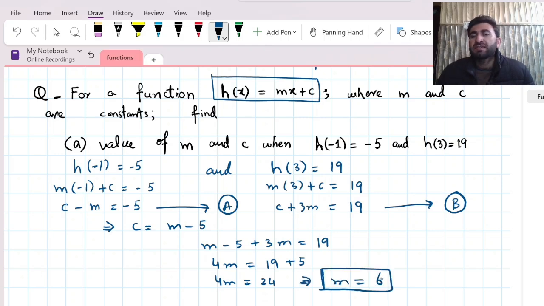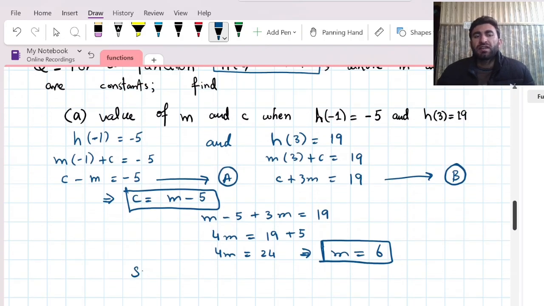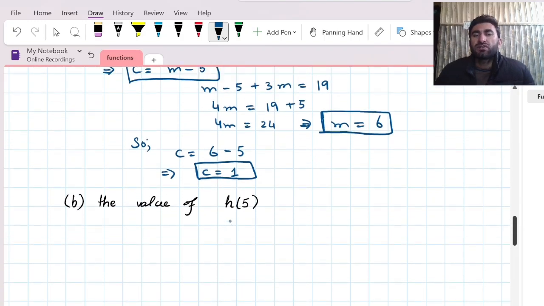Now we will replace this value of m in the expression c is equal to m minus 5. We will get the value of c, and it will be 6 minus 5, giving us c is equal to positive 1. So that is how we work out the values of m and c using the two conditions given in the question. All right. In the b part, we have to figure out the value of h of 5.